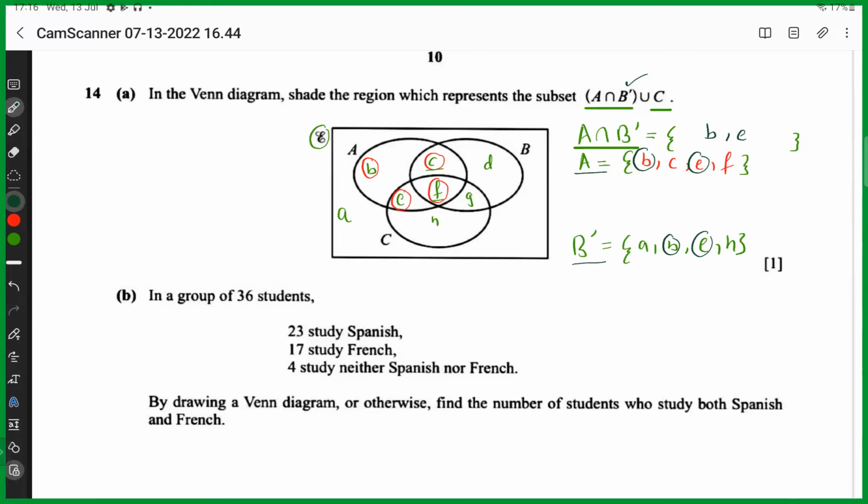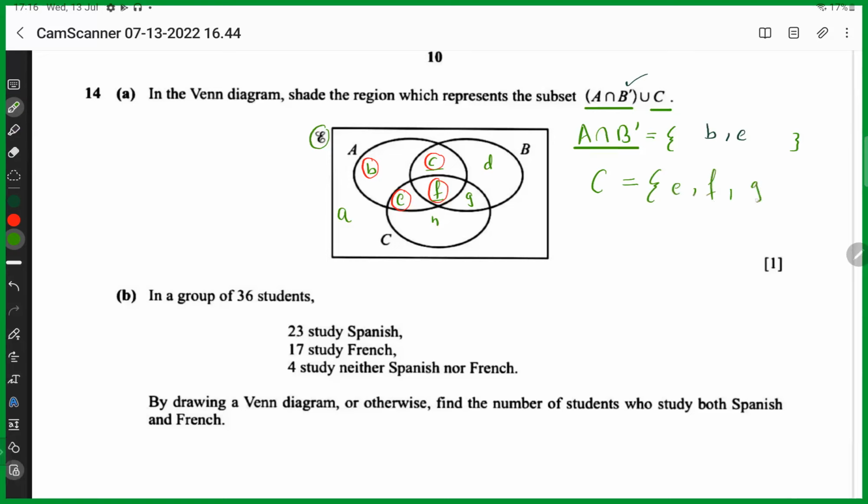All right. Okay. I hope that you guys have understood this. The next part is the union of this thing with set C. Now I'll just erase B complement in A. The examiner would not give you any mark for this working. This is just for us, but this would certainly give you the correct answer. What is C? C has E, F, G, and H.